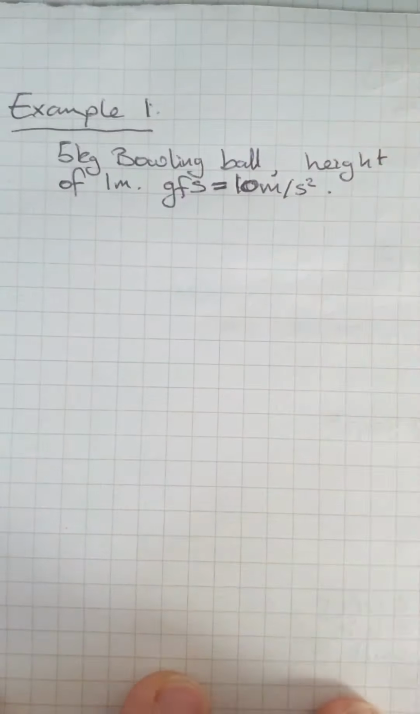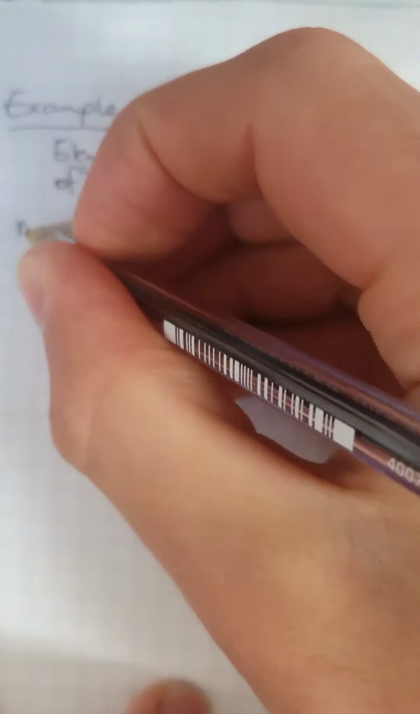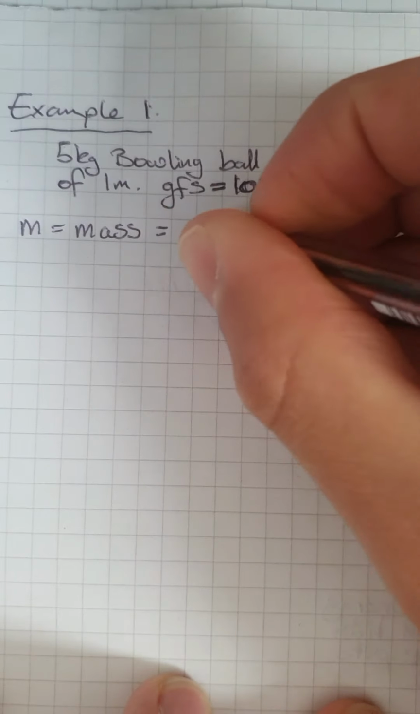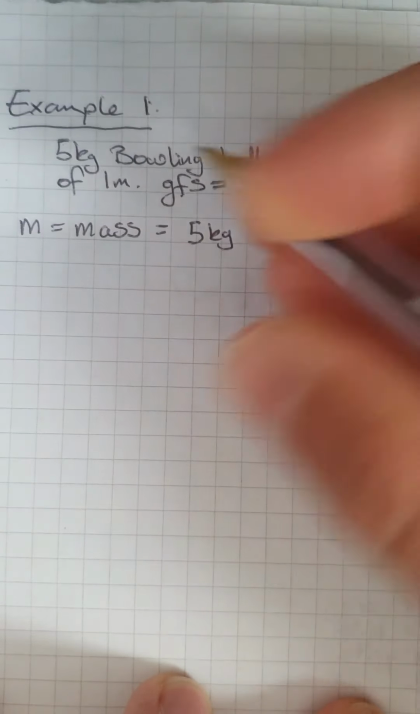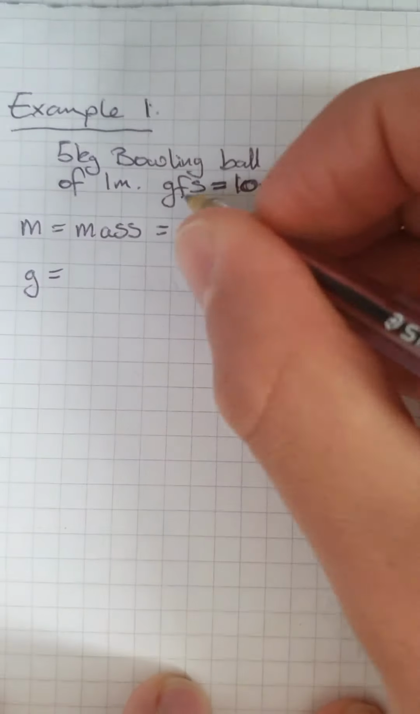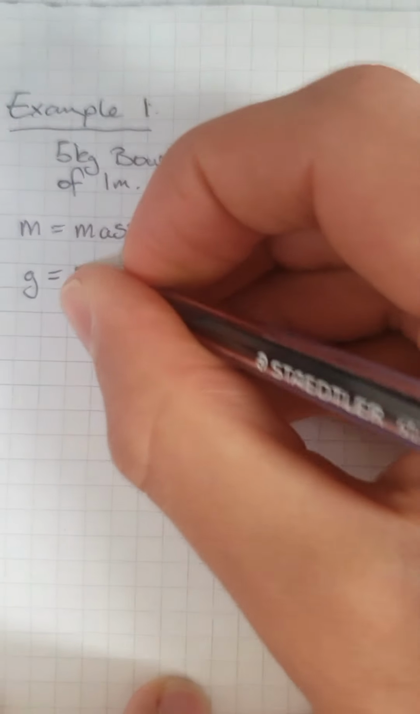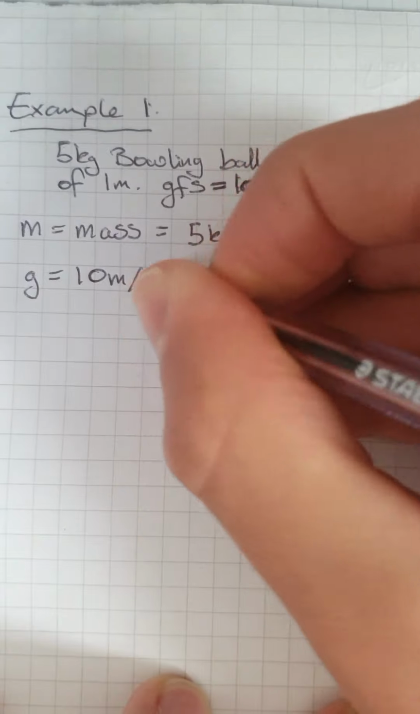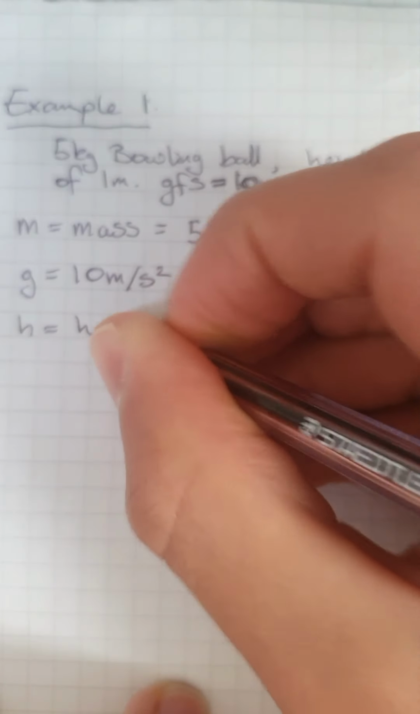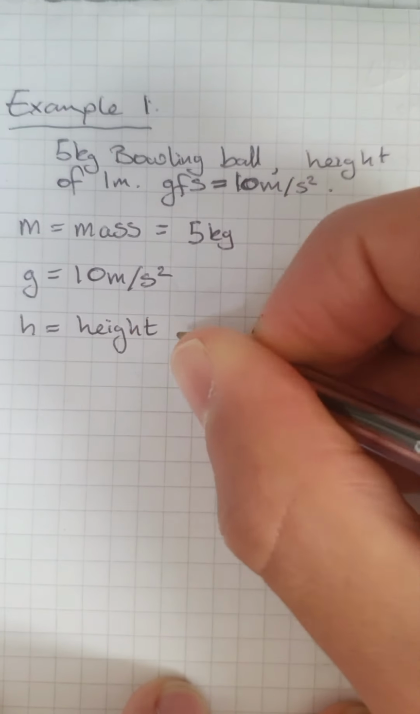Now, what we're going to do is set these out as our letters. So we're going to have M is our mass, and that is going to be 5 kilograms, because that's the mass of the bowling ball. G is our gravitational field strength, and that's 10 meters per second squared. H is our height, and that is 1 meter.